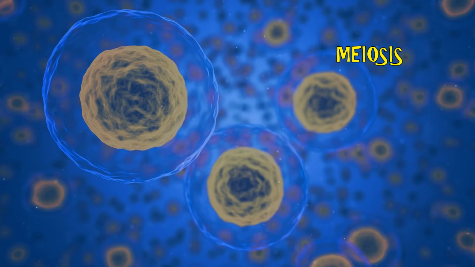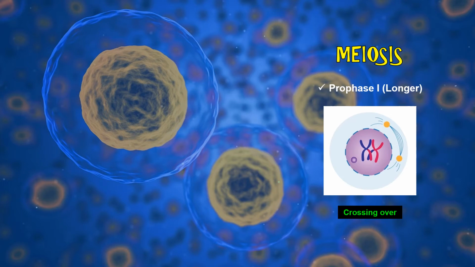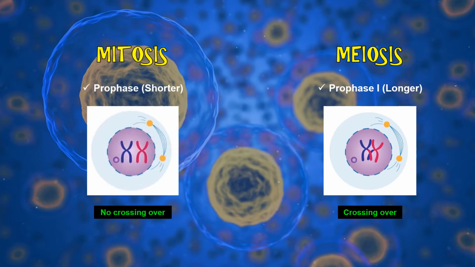As we go further, let's dive deeper and compare the stages of mitosis and meiosis to explore some differences between the two. The first stage of meiosis 1, prophase 1, is very long, consisting of sub-stages. On the other hand, prophase of mitosis is comparatively shorter than prophase 1. Crossing over does not occur in prophase, while it definitely occurs in prophase 1.